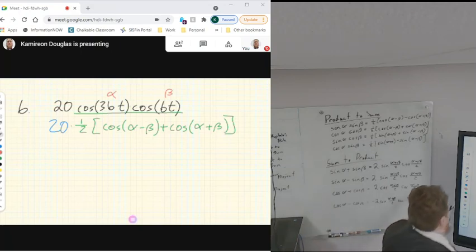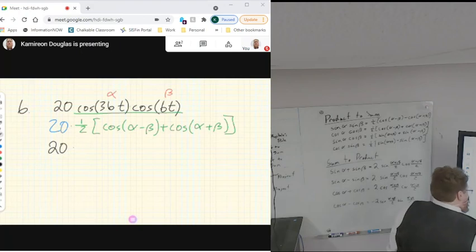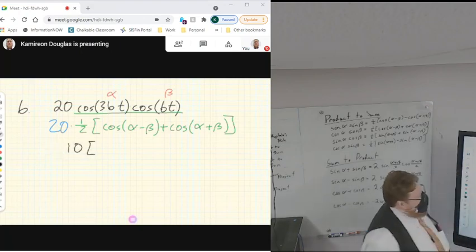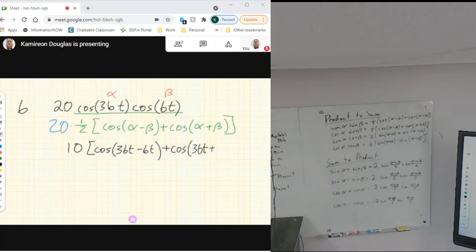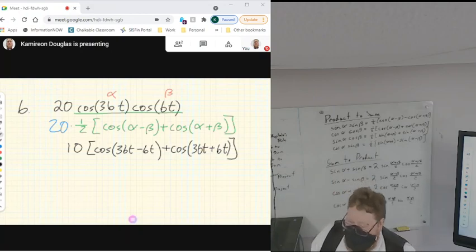Examples. In this case, 20 times 1/2? Well, that's just 10. Parentheses. Cosine of alpha minus beta. So that would be 36t from the alpha minus 6t from the beta, plus cosine of alpha plus beta. So 36t from the alpha plus 6t from the beta. There's my problem. Once I've got them all plugged in, algebraic simplification is the name of the game.